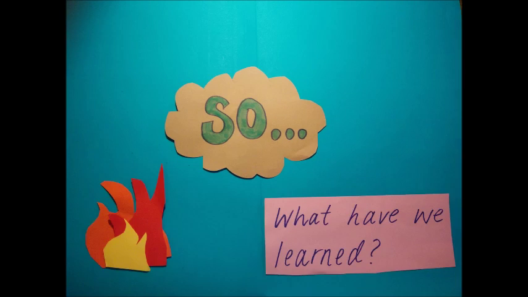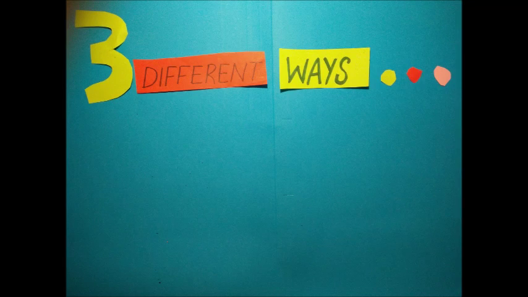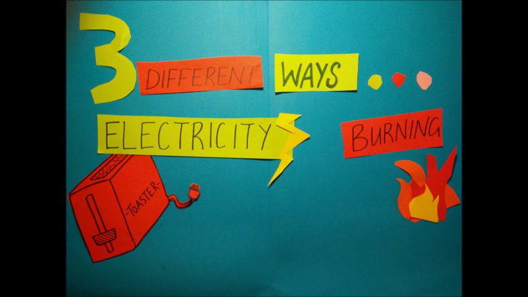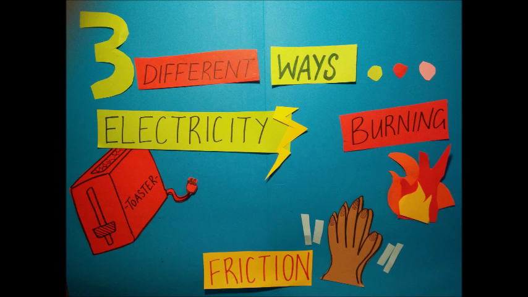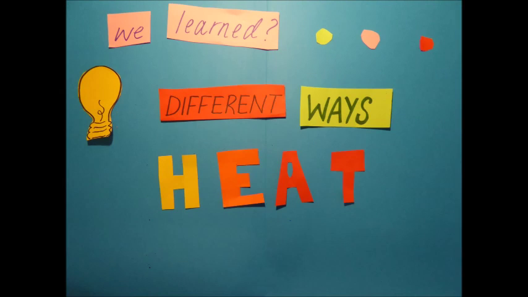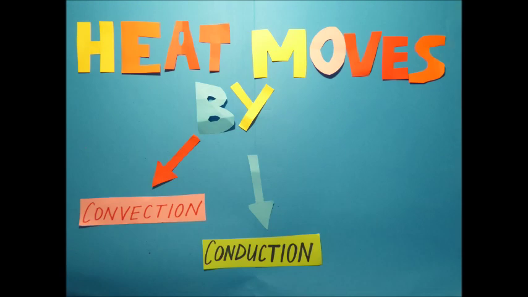So let's go over what we have learned. We learned how heat is produced. We learned it can be produced in 3 different ways: electricity, burning, and friction. We also learned different ways that heat moves. Heat moves through conduction, convection, and radiation.